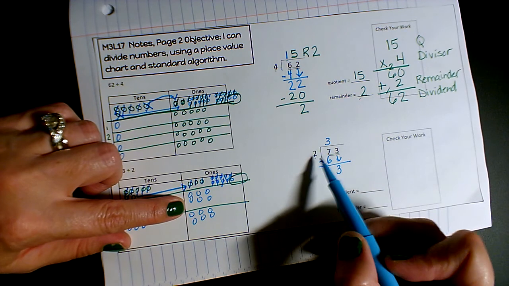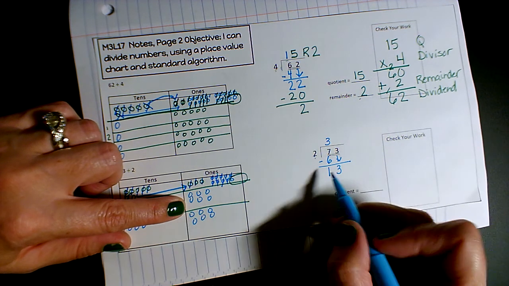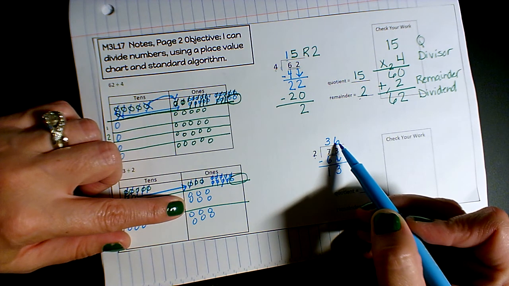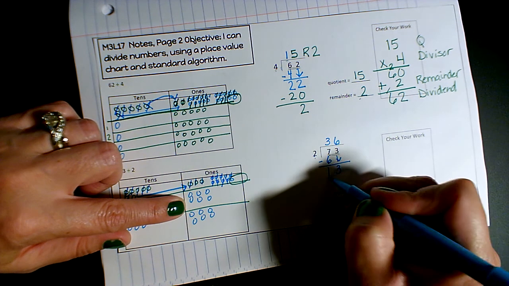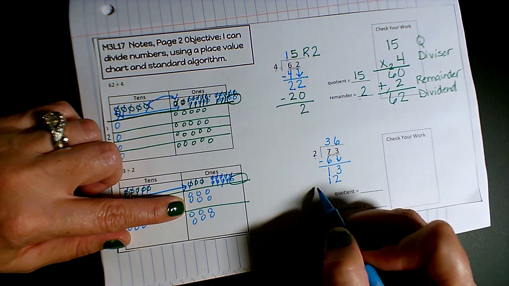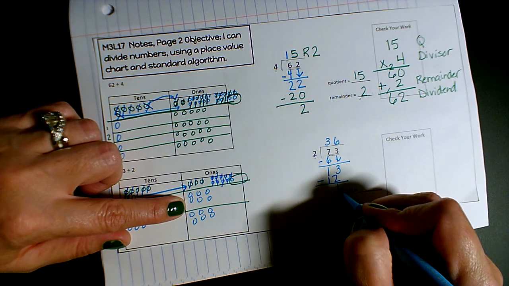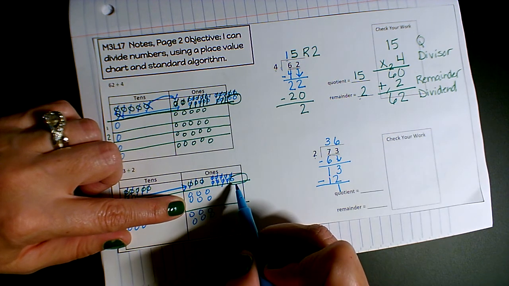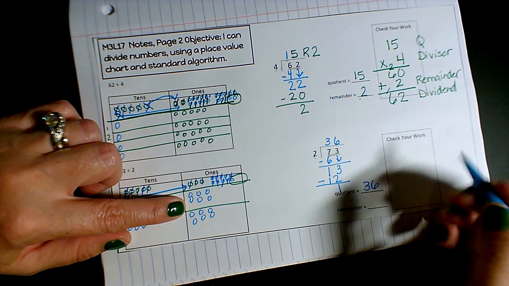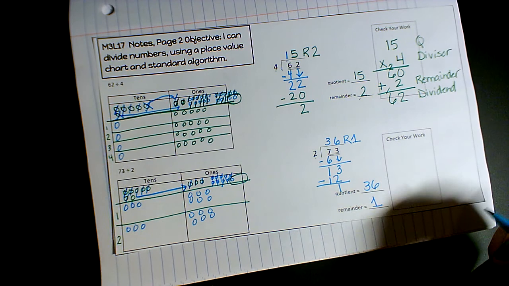Okay, so how many times did 2 go into 13? Well, let's see. 1, 2, 3, 4, 5, 6. 6 times. Well, what is 2 times 6? 2 times 6 is 12, right? If I count these, 1, 2, 3, 4, 5, 6, 7, 8, 9, 10, 11, 12. 13 minus 12 is 1. How many did I have left over, 4th grade? I had 1. So my quotient is 36 with a remainder of 1.